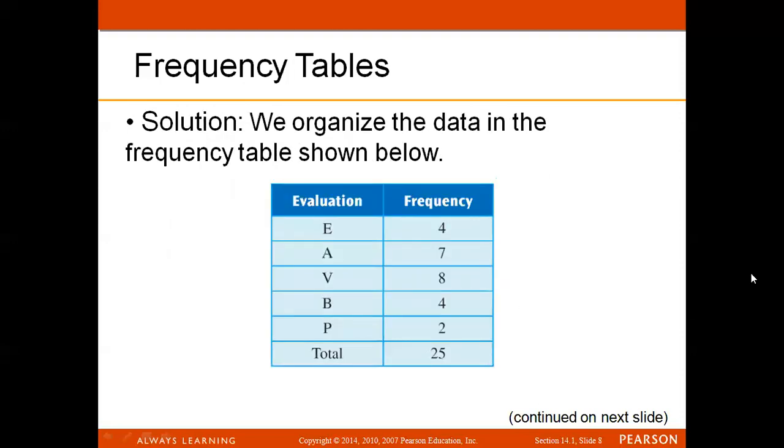Solution. We organize the data in the frequency table shown below, where we have one column of the evaluation response and one column of the corresponding frequencies. So each row reads E for 4, A 7, V 8, B 4, and P 2, for a total of 25 responses. This is a frequency table.